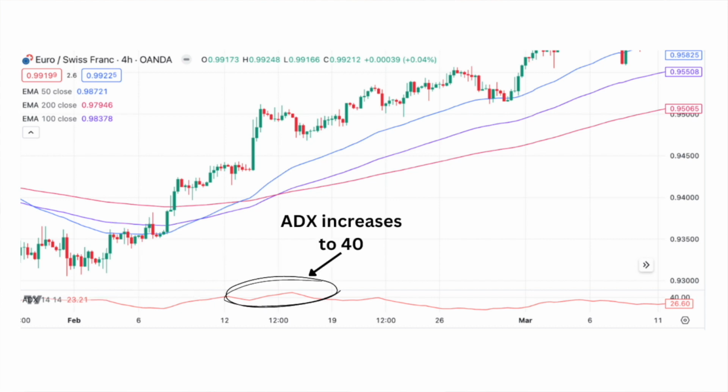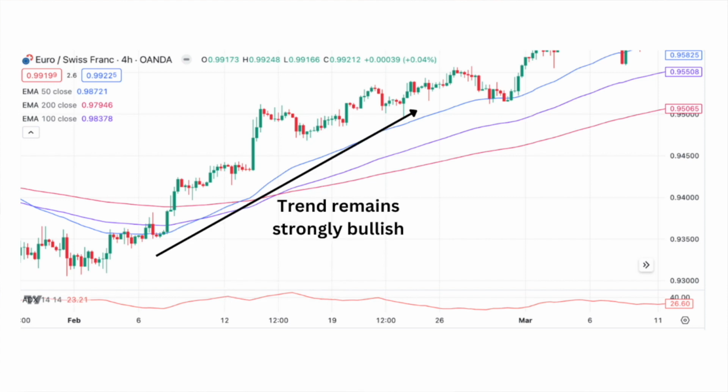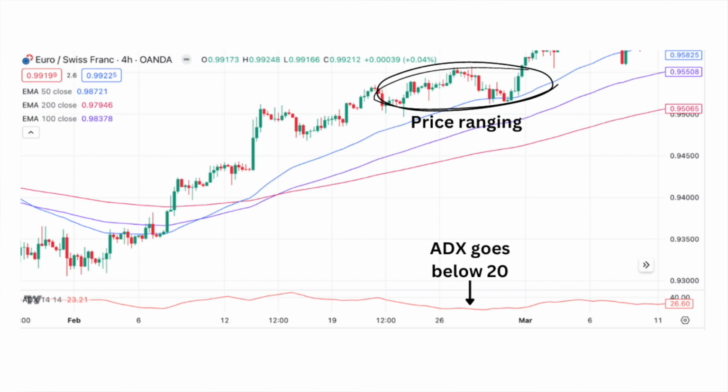Then on the 10th of the month, the ADX started to climb towards 40, signaling that a strong trend could be waiting in the wings. And as you can see, the trend remained strongly bullish all the way until the 23rd of Feb, and then began ranging until March.